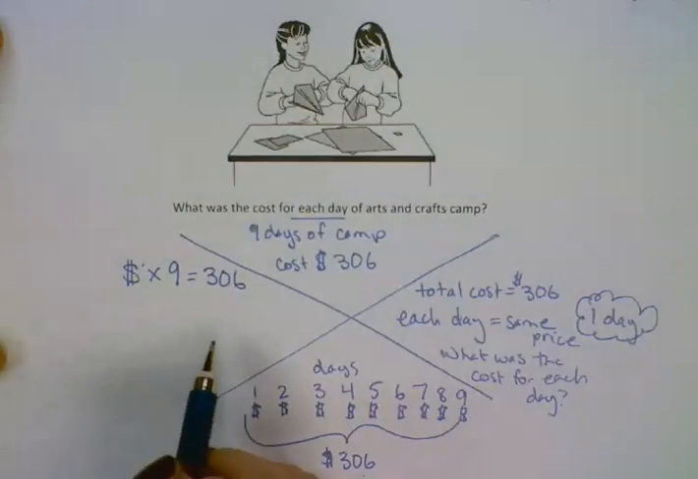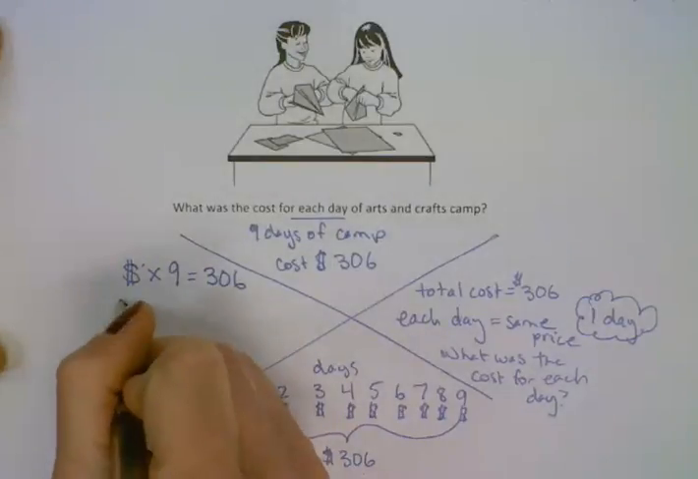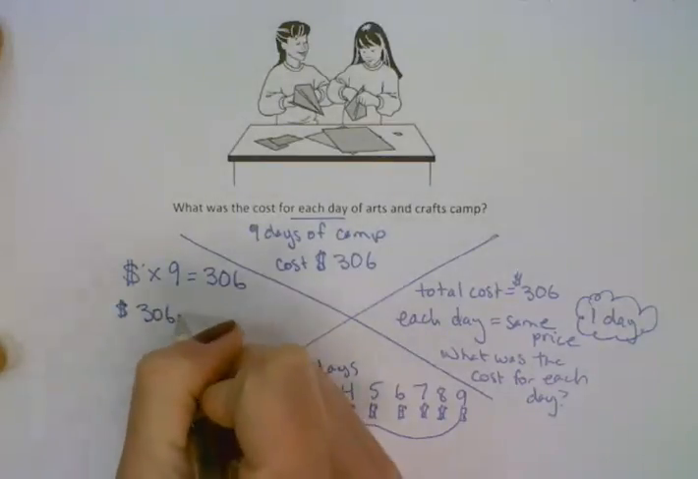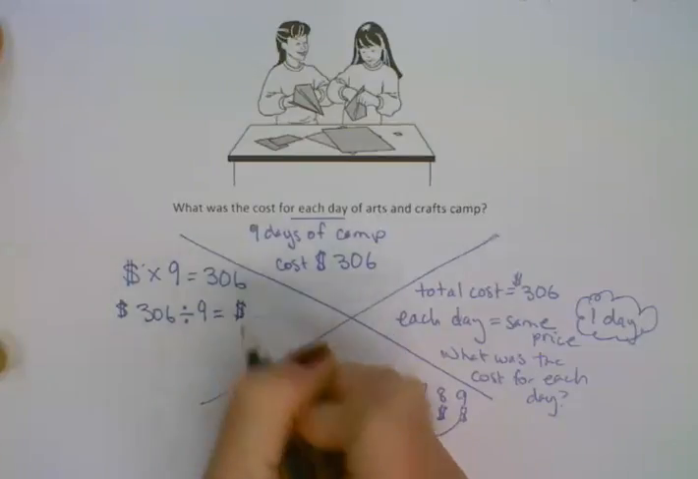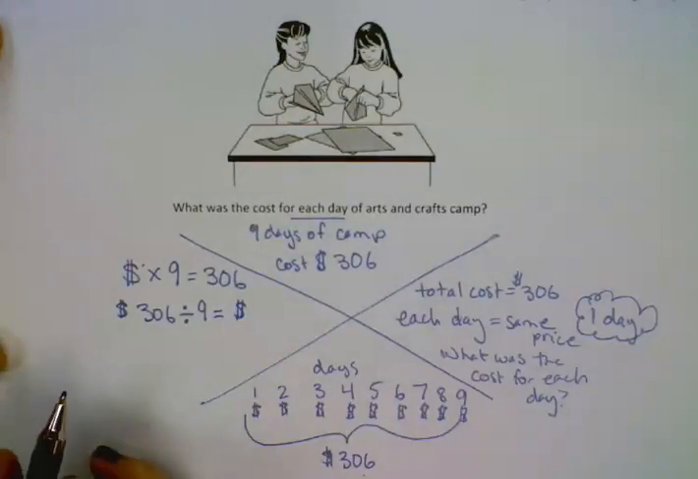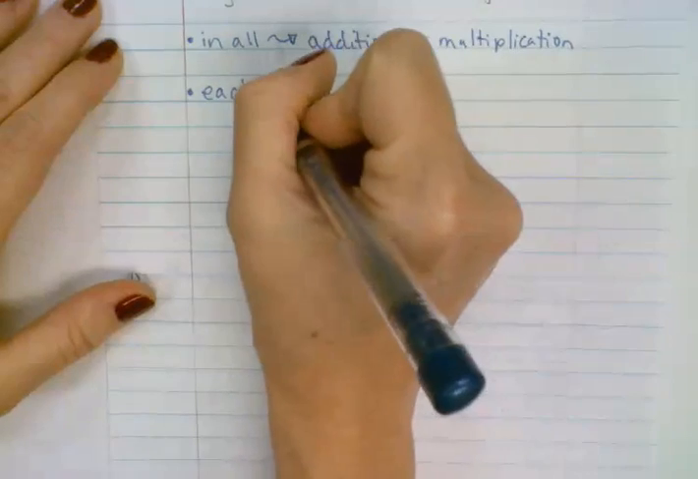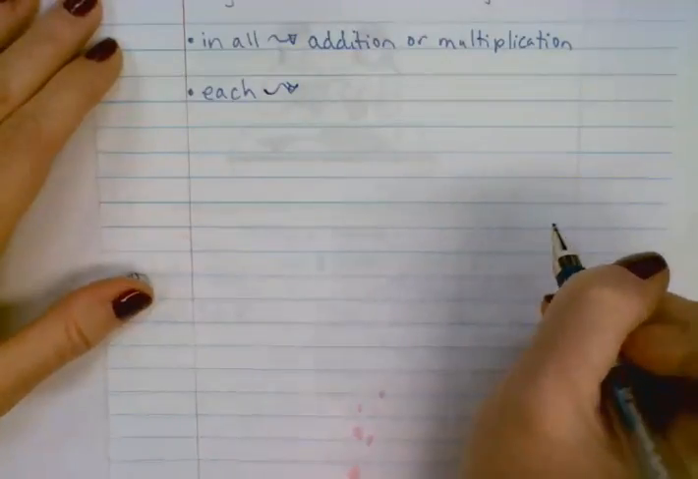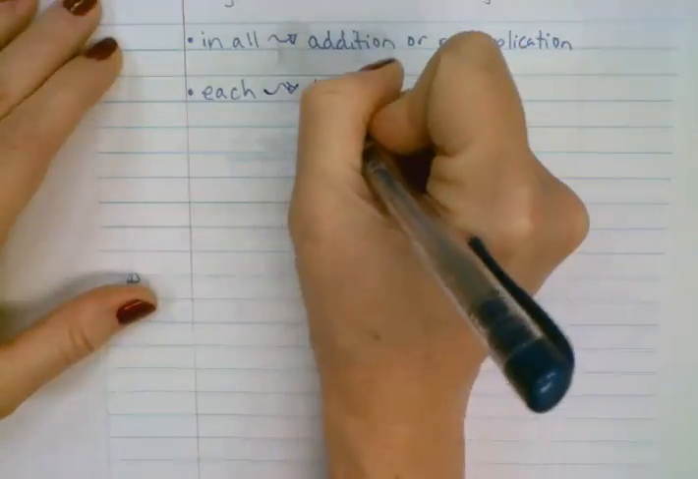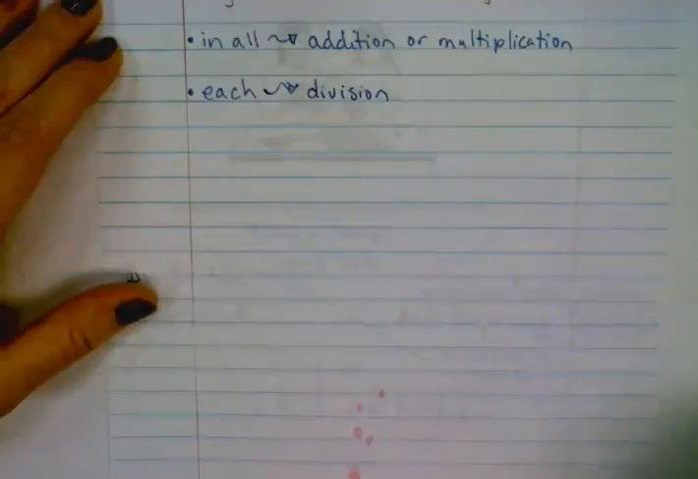I know that the opposite of multiplication is division. So if I divide the $306 by 9, I should figure out how much 1 day is. And that's what each tells me. If I know that each day was the same cost, and I want to know how much that 1 day was, a really efficient way to solve it is to use division. Take a moment, pause the video to catch up.